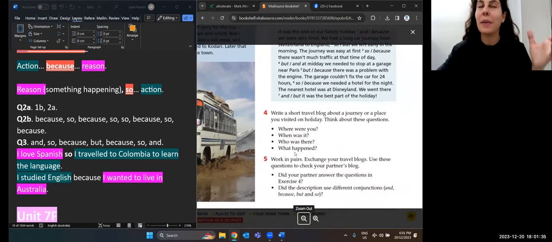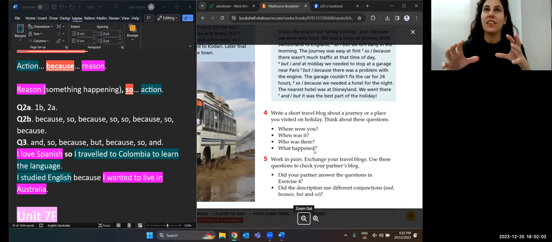So I want you to remember a trip that you went to. Maybe it was when you arrived in Australia, something happened, or when you went somewhere else. What happened? So, you know, where were you? Just make it a quick sentence. You know, I traveled to Paris in France. When was it? I went there 2 years ago. I went with my best friend. And then talk about what happened.